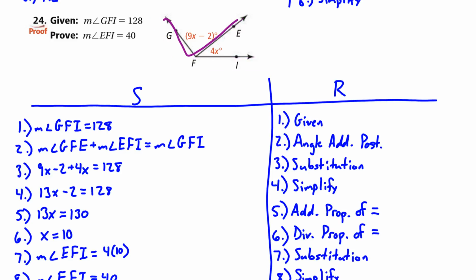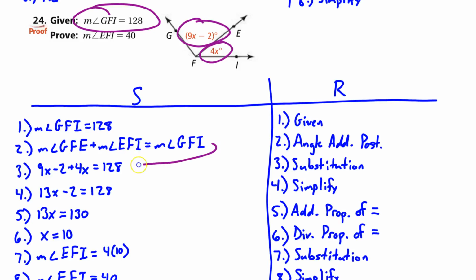Okay. So I do some segment addition, and that's what this second step is doing. The two angles added together equal the whole thing. And now from here I can replace each of those pieces because I know what each of those pieces is going to be. Right here, the GFE is the 9x minus 2. So I replace that. The EFI is a 4x. And then my given comes into play now. The measurement of GFI is 128. So I replace each of these pieces with their equivalent part, and that's substitution. All right?